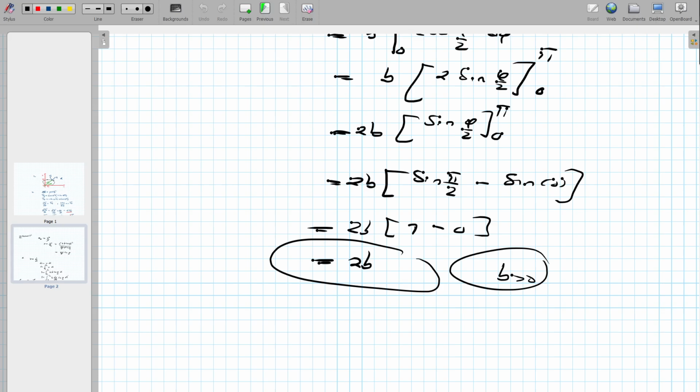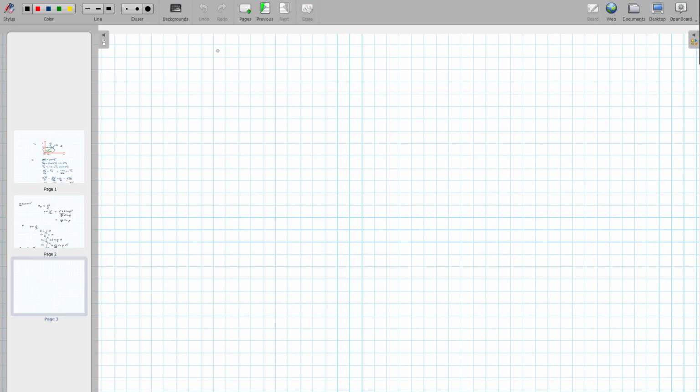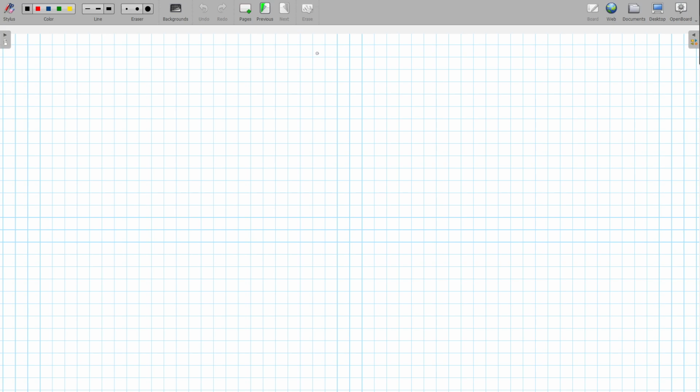Right, so for the second exercise, let me first of all draw the diagram. Then we'll read the question as we are looking at the diagram. Let me just add a new page like so, and let me draw the diagram.